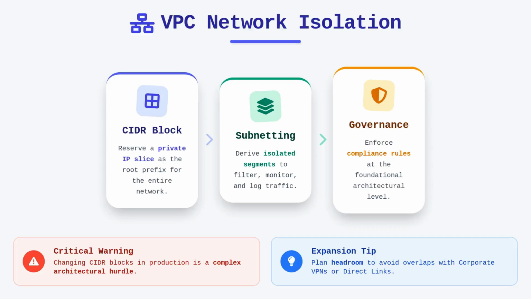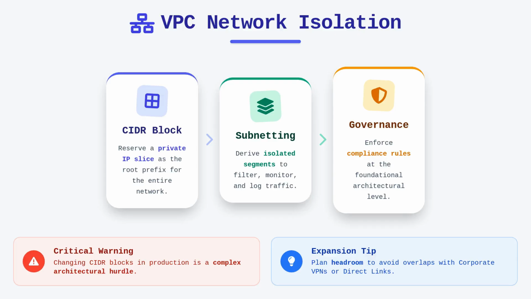To understand the mechanics of this isolation, we must first look at how we address these networks using standard classless interdomain routing, or CIDR blocks. When you create a VPC, you are effectively reserving a slice of private IP space that you manage entirely on your own terms. This CIDR block provides the necessary address prefix from which you will later derive your individual subnets. Proper planning at this layer is critical because once you define the size of your address block, changing it in a live production environment becomes a complex architectural hurdle. I always suggest selecting a prefix that provides enough headroom for future expansion without overlapping with existing corporate networks you might connect later via a VPN or direct link.